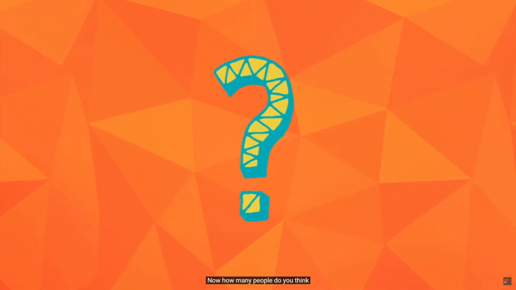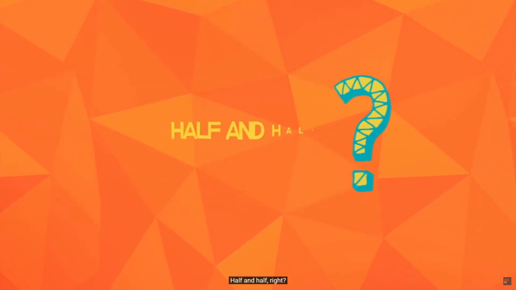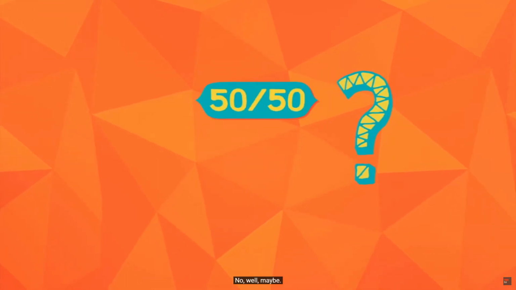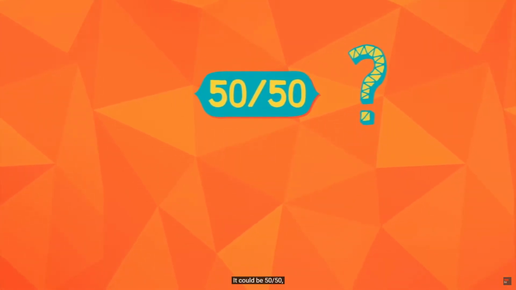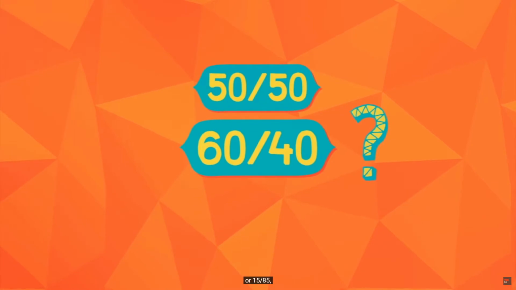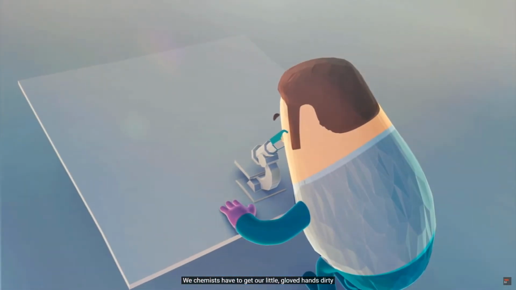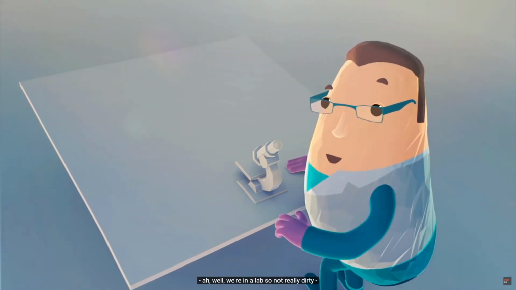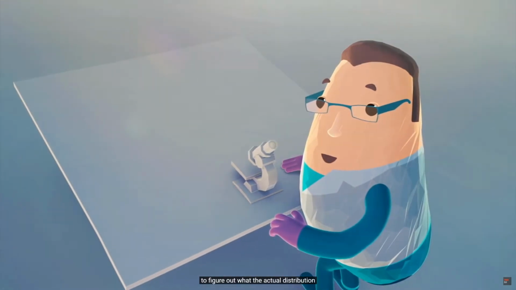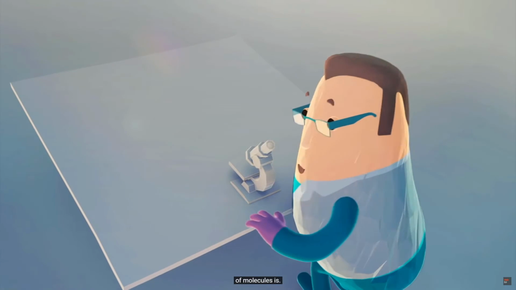Now, how many people do you think there are in each state? Half and half, right? No. Well, maybe. It depends. It could be 50-50, but it could be 60-40 or 15-85 or anything. We chemists have to get our little gloved hands dirty. We're in a lab, so not really dirty, to figure out what the actual distribution of molecules is.